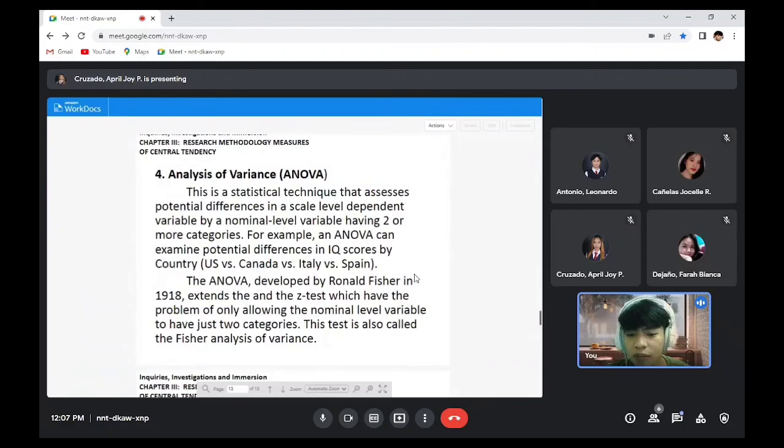The ANOVA, developed by Ronald Fisher in 1918, extends the t and the z tests which have the problem of only allowing the nominal level variable to have just two categories. This test is also called the Fisher analysis of variance. The F came from the first letter of the name of Ronald Fisher, who developed the ANOVA.